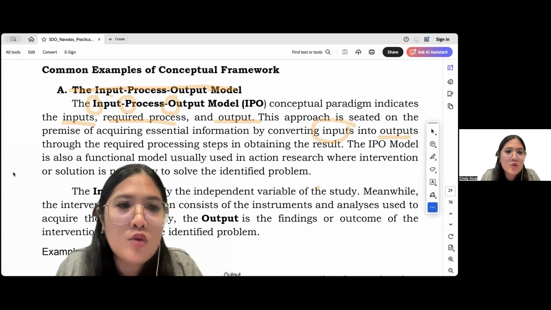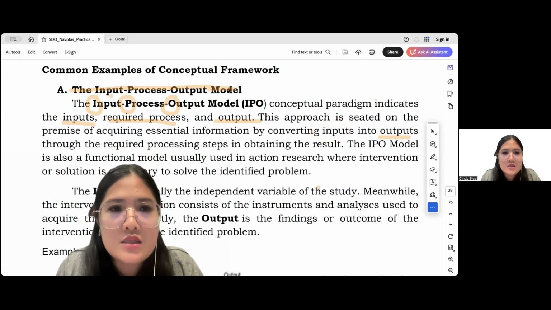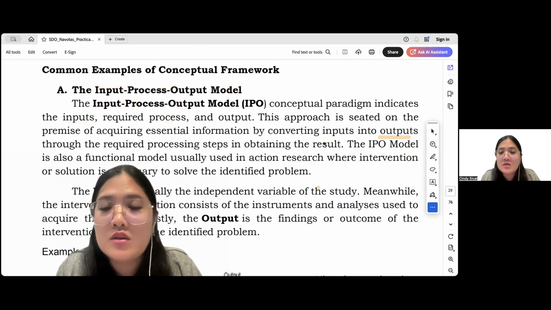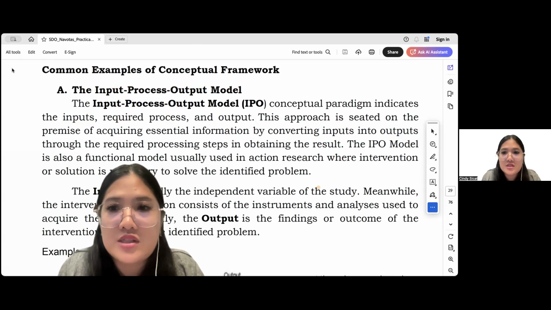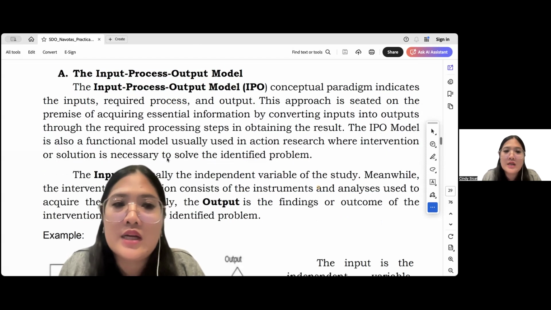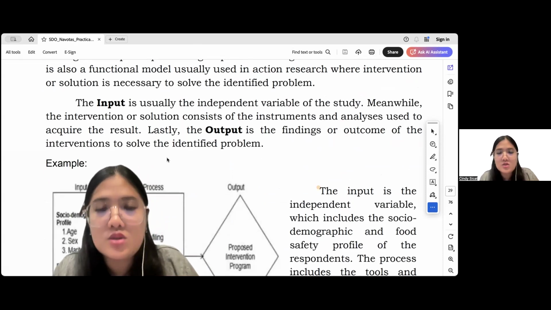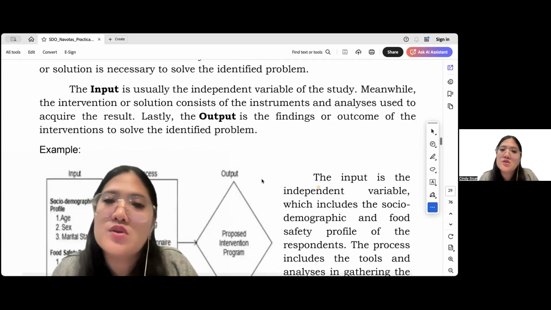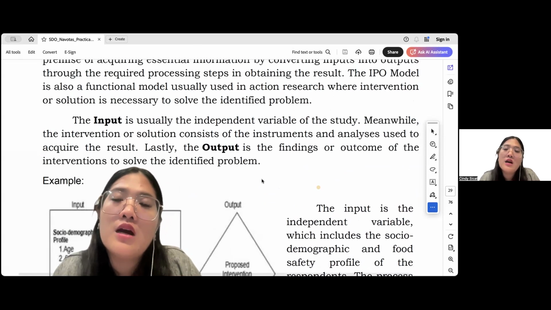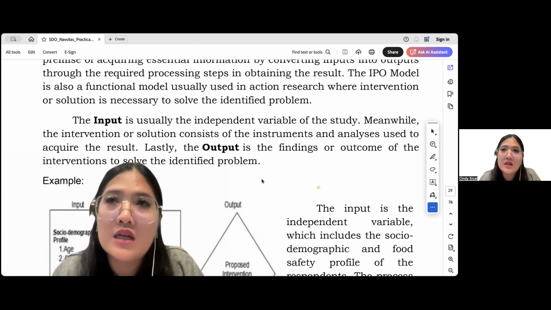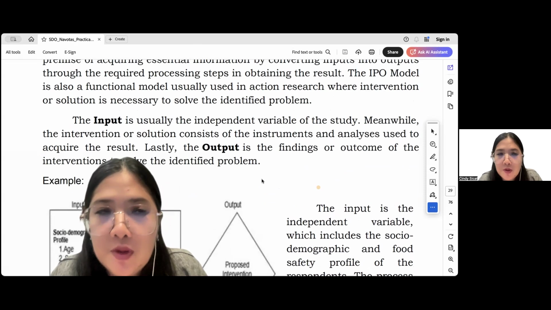The IPO model is also a functional model that is often used in action researches as well, where there is usually an intervention or a solution that is done to solve an identified problem. If we remember, research is usually done for us to solve a problem.